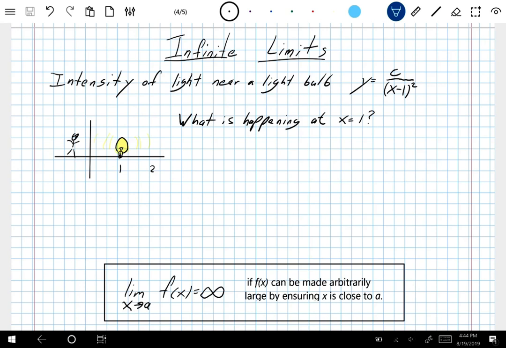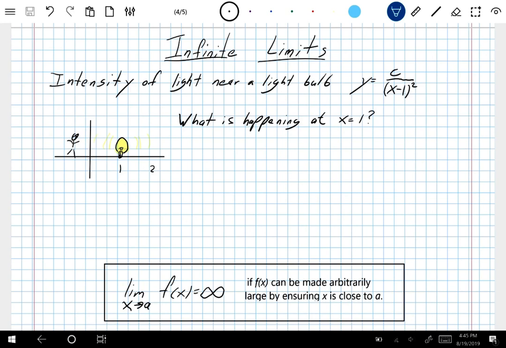So the intensity of light near a light bulb. If you take some physics or engineering, this is a really good one to think about. It varies something like this: y equals c over (x minus 1) squared, where c is a constant of some kind. I picked that number 1. What does that 1 mean for us? It means that if we're on this grid, our light bulb is at the number 1, and we are somewhere else looking at this light bulb.